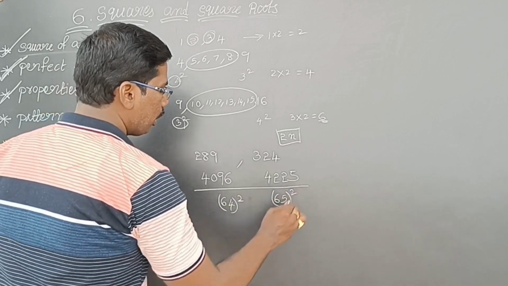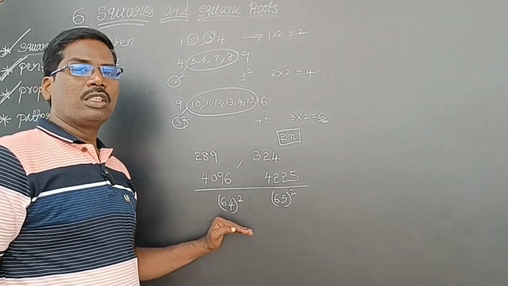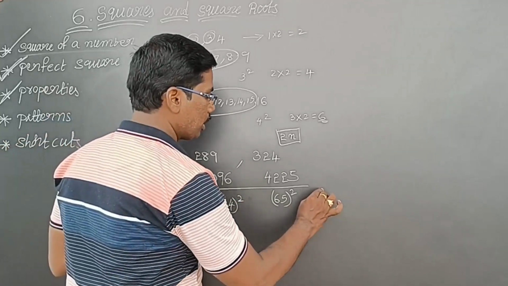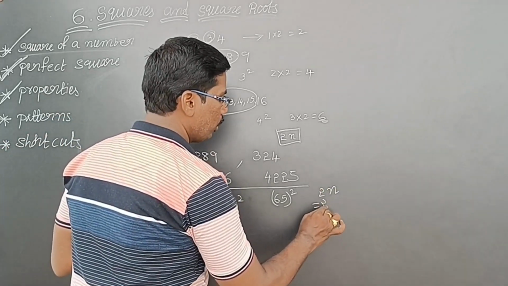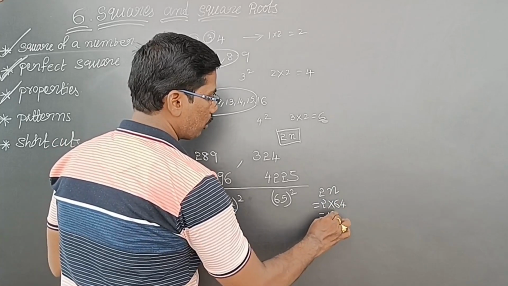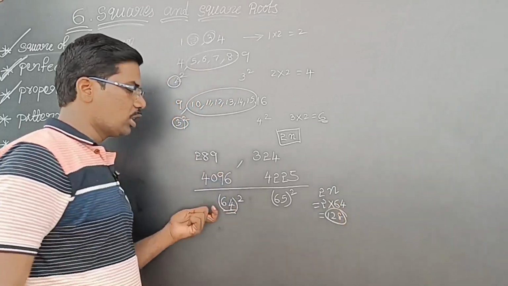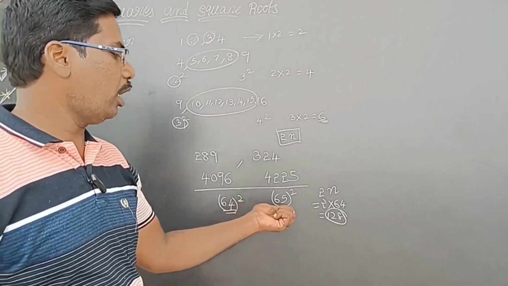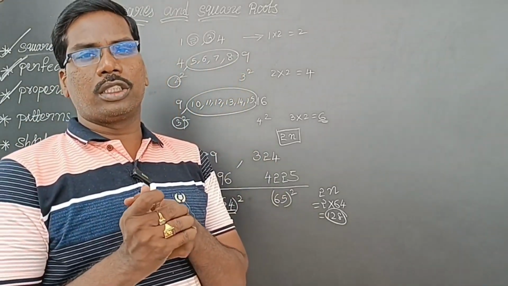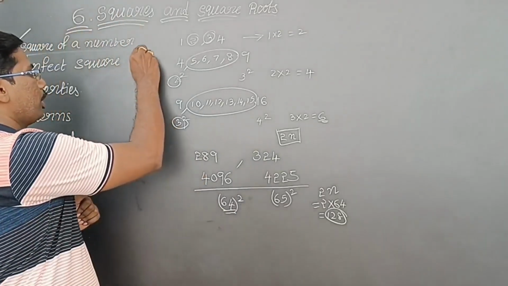65 square. The number of natural numbers between consecutive square numbers is 2n, you know very well, isn't it? So 2 into n, where the n value is 64. That is 128. So if you know this property, you can write the answer 128 directly, without counting.